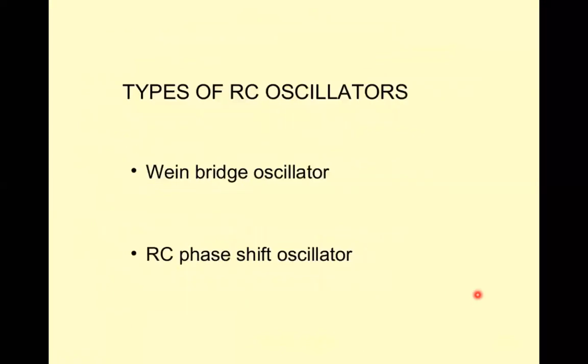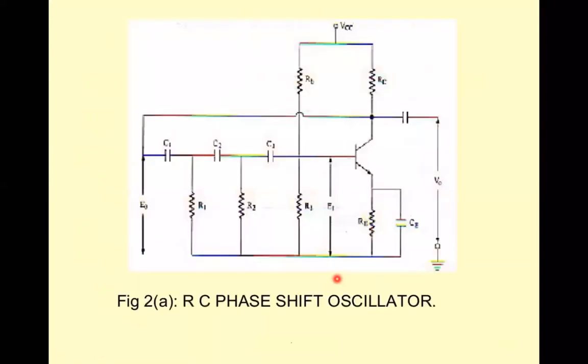And what are the types of oscillators? We have already seen in the previous slide: Wien bridge oscillator and RC phase shift oscillator. In the case of Wien bridge as well as RC phase shift oscillator, we will be using only resistance and capacitance. As we don't have the Wien bridge oscillator in our syllabus, we are directly moving over to the RC phase shift oscillator. This is a block diagram. This is the circuit diagram for the RC phase shift oscillator.